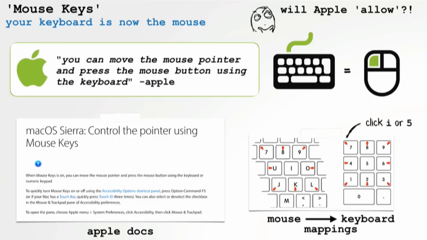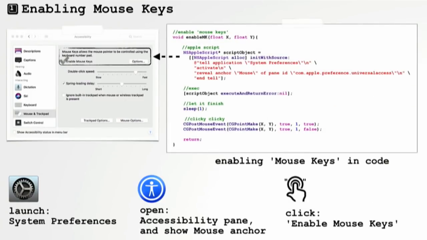So of course I wondered, could these allow me to generate synthetic keyboard events that would then be translated to synthetic mouse events, which would then be allowed? So first, though, we need to programmatically enable mouse keys. And we can do this in three steps. We first launch the System Preferences app. We then open the Accessibility pane, which is different from the Accessibility Rights pane, which is protected. And then we send a synthetic click to enable mouse keys. Turns out that this is all doable via AppleScript and Core Graphic Foundation APIs. Apple doesn't consider these interactions sensitive enough, so they don't filter or block any synthetic actions.